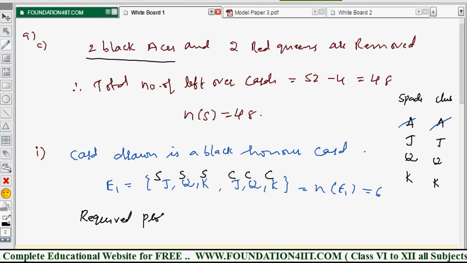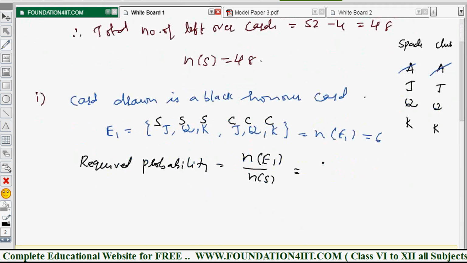So the required probability is equal to n(E1) by n(S). Now that is 6 by 48 from the remaining. That is 1 by 8, because 6 1s are 6, 6 8s are 48. So 1 by 8. Right?